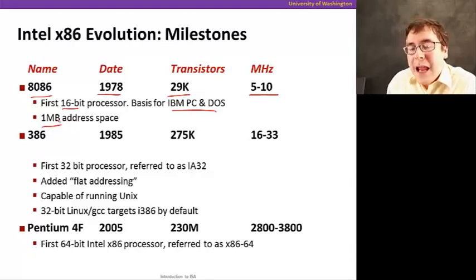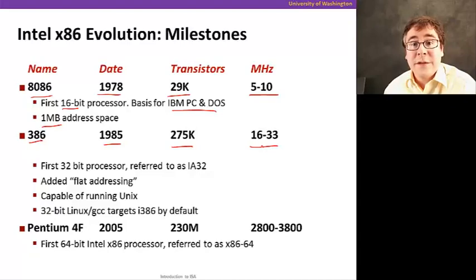But then another major step was the 386, which was introduced 7 years later in 1985, and it had 10 times as many transistors. It ran about 3 times faster in terms of its clock frequency, but it was significant for a number of things. It was the first 32-bit microprocessor. It was referred to as the IA32.